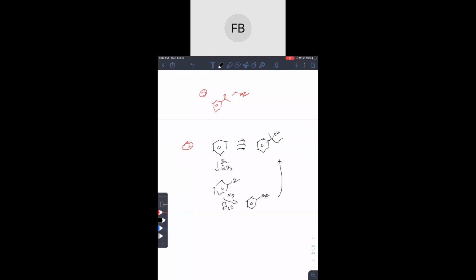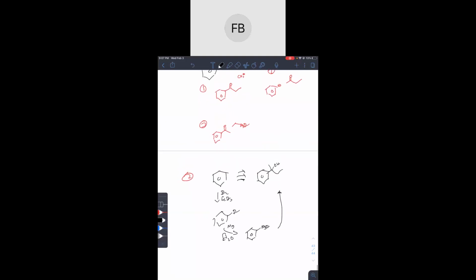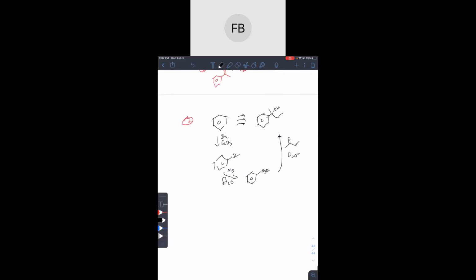So from this position, all we'd have to do is use the ketone portion. So that would look like this. What do I put in the bottom when I'm doing this? Oh, H3O plus. Okay, so that's pathway number 2.